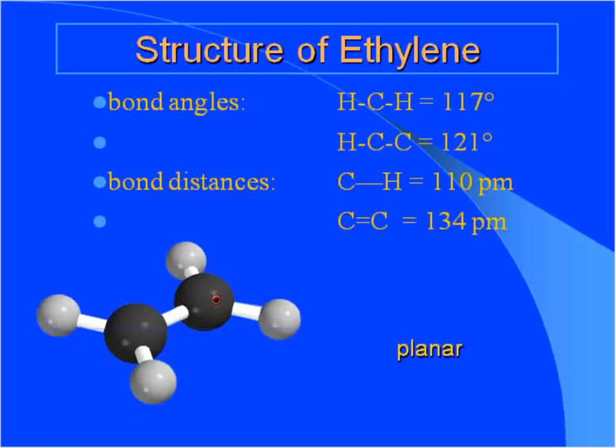If you compare C double bond C to C single bond C, then C double bond C will be a short bond. So in alkenes you have C single bond C. That will be a longer bond than C double bond C.